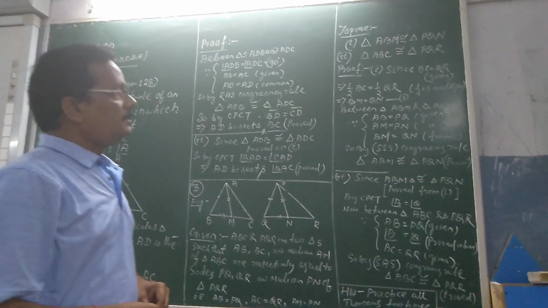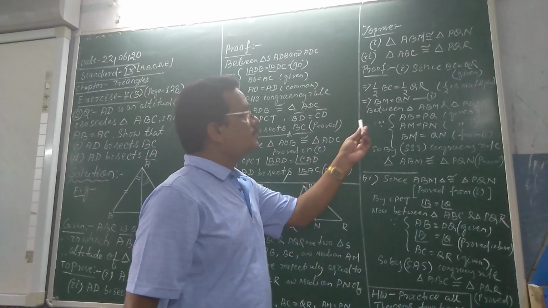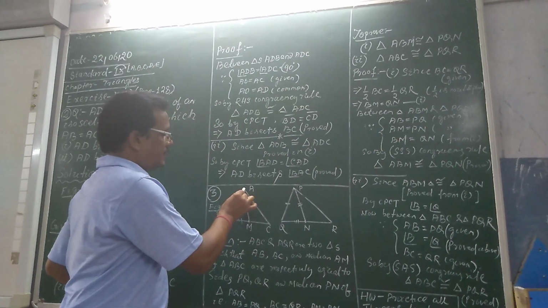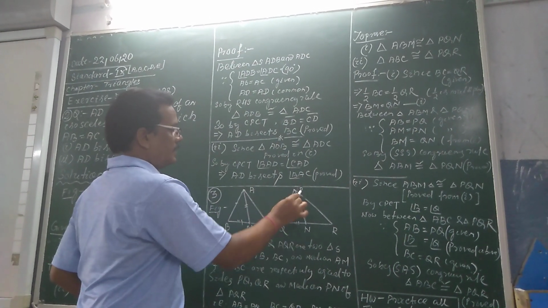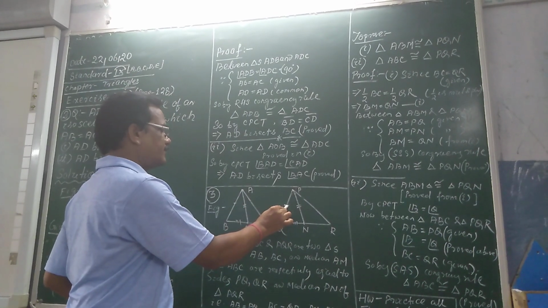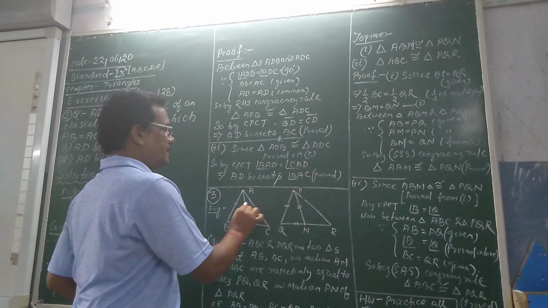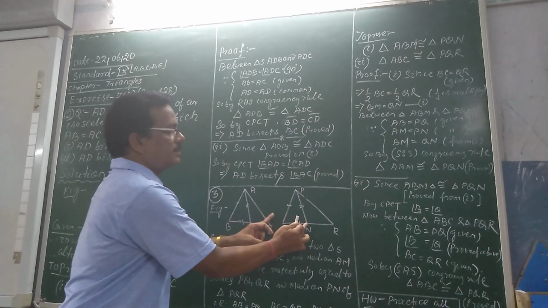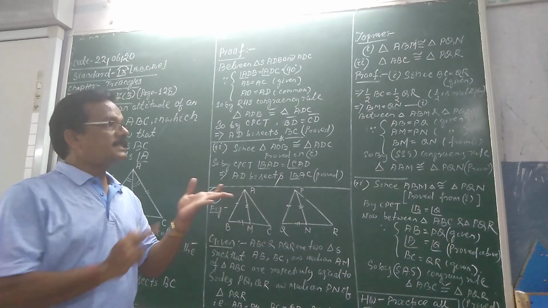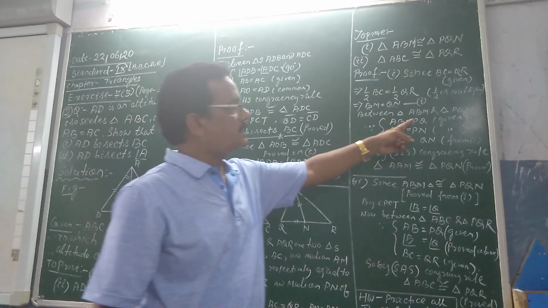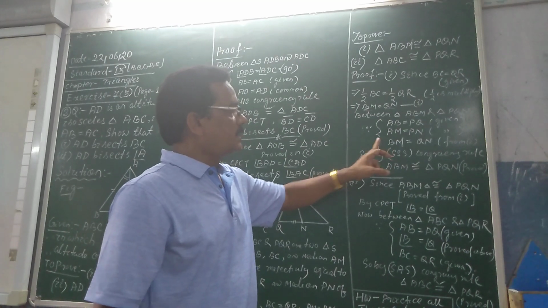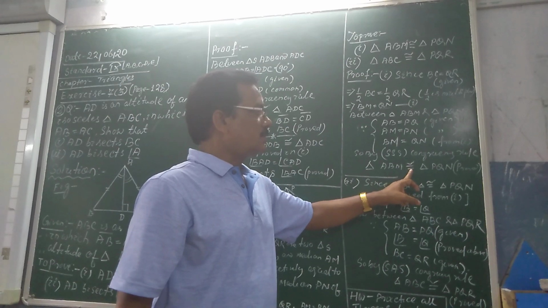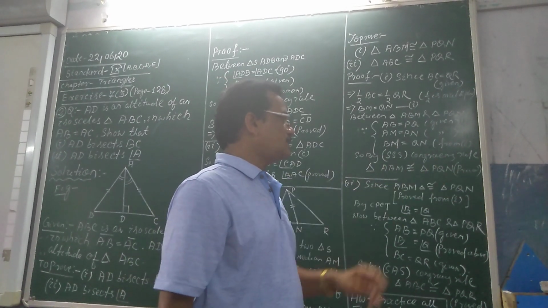Now let's take the congruency of the two triangles between triangle ABM and PQN. You see here the figure. This line equals this line, this is given, and this side equals this side, the two medians are also equal, this also given. Now we have proved that BM equals QN. So between the two triangles, by the SSS congruence rule, you see this one is a side, this one also a side, this one also a side. So by the SSS congruence rule, triangle ABM is congruent to triangle PQN. Okay, this one is complete.